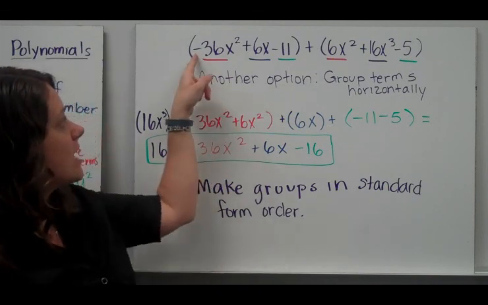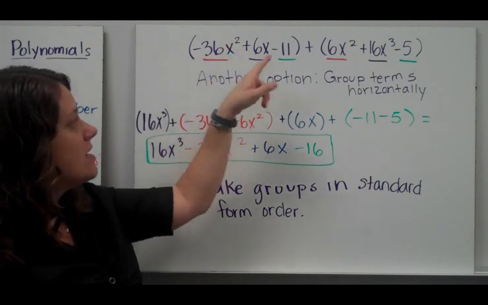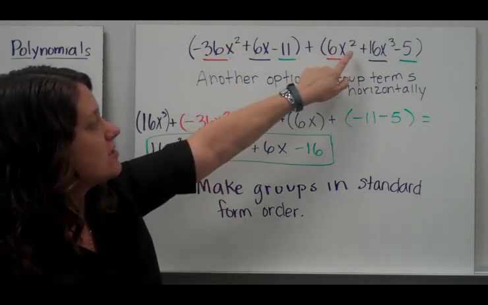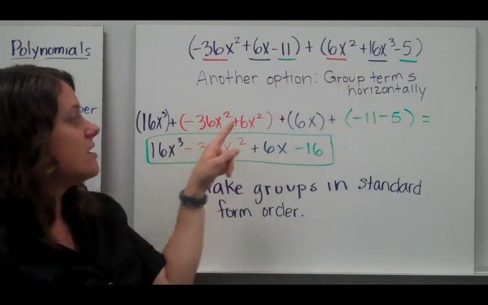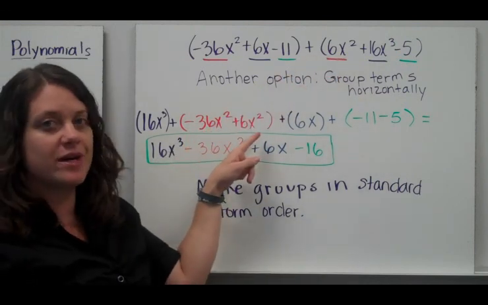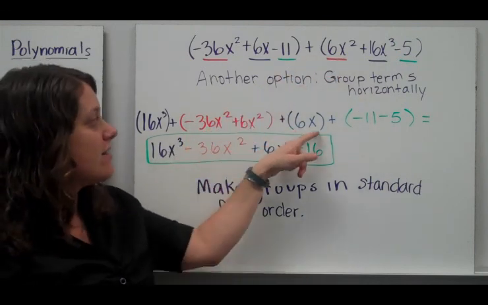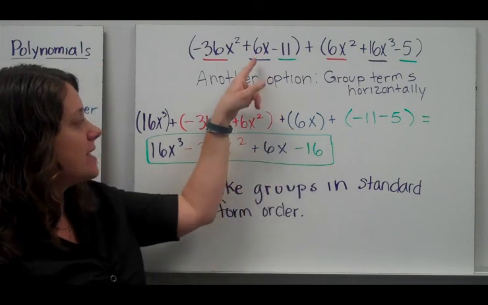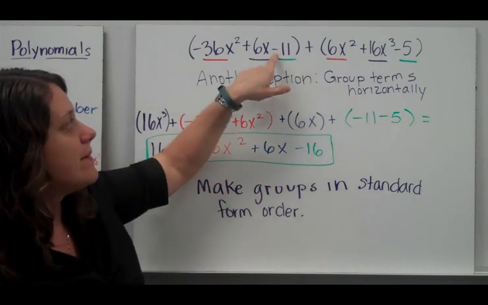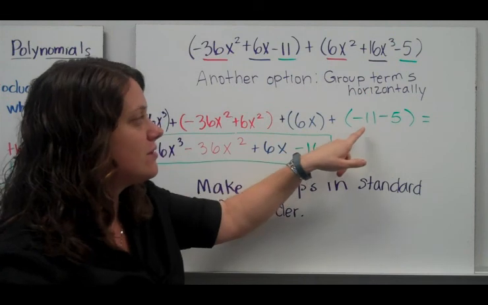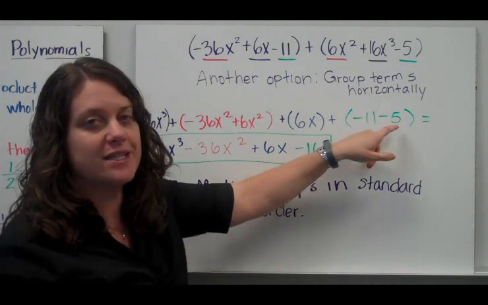So notice this was a negative 36x squared. And notice this was 6x squared, so I know that's positive. So I put a plus 6x squared. Okay, then I have the 6x, which was just by itself. And then I had a minus 11 and a minus 5, so I put minus 11 minus 5.